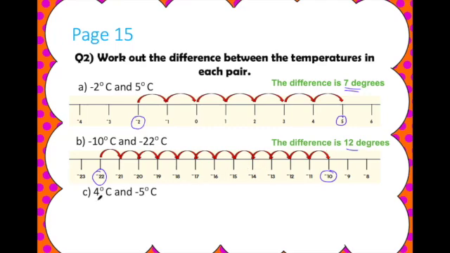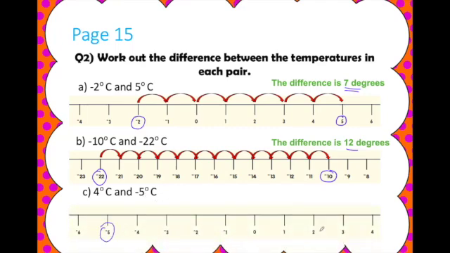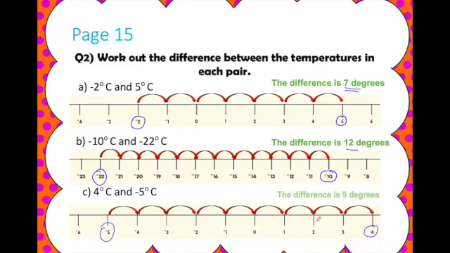Again, the third one, 4 and negative 5. So we mark negative 5 and 4 and then see how many steps you have to move so that we get the answer. 1, 2, 3, 4, 5, 6, 7, 8, 9. So the difference is 9 degrees Celsius.